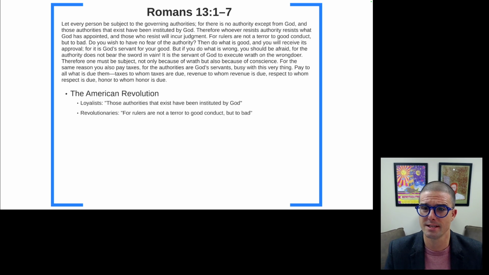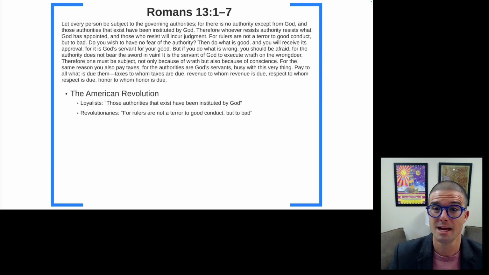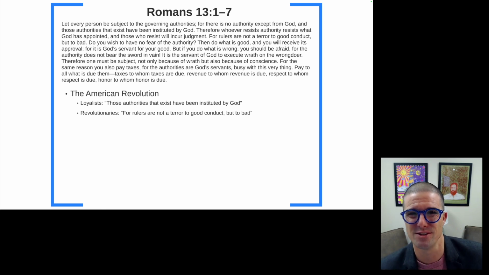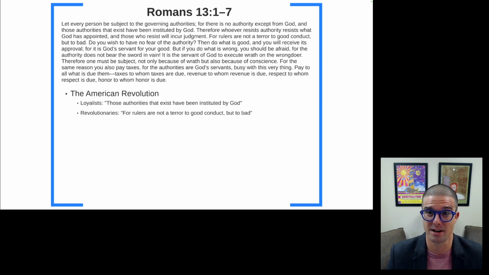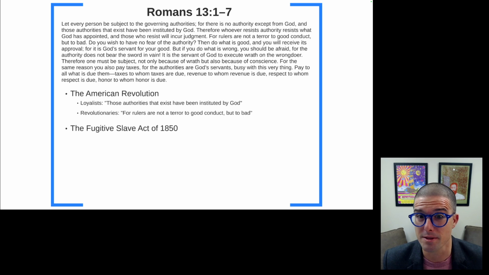The revolutionaries are going to emphasize a different part of Romans chapter 13, verses 1 through 7, that rulers are meant to be not a terror to good conduct, but to bad. So the revolutionaries are going to say, we are acting rightly, and the rulers that are now a terror to us must thus necessarily not actually be proper authorities that are instituted by God, as Romans 13 would have it.